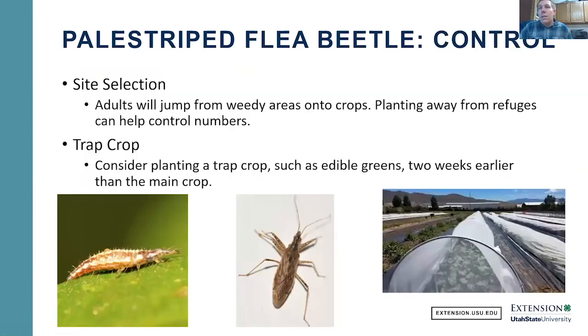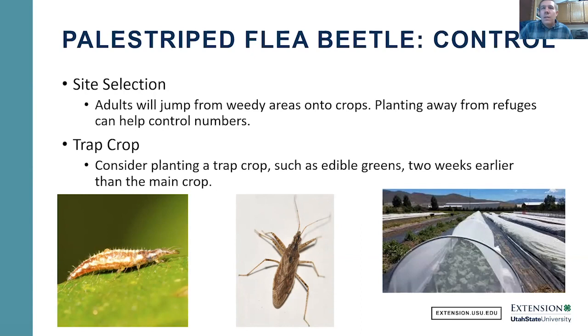So one good way to work on the control of the flea beetle is making sure that you're planting in a good clean site. Their numbers will really come out on weedy areas, and then as soon as your crops start growing, they'll just migrate over and start feeding on your crops instead of the weeds that they were on before. So getting rid of those refuge areas along the edges of fields is going to do a lot to help control numbers.